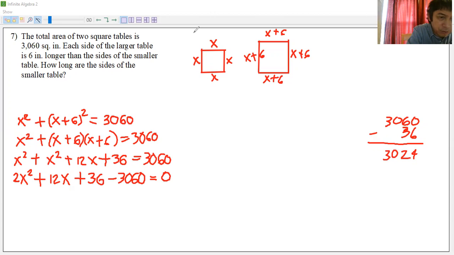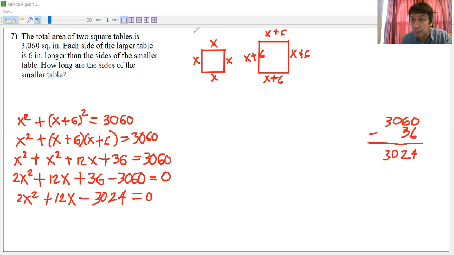So this continues like 2x squared plus 12x, now a negative 3024, and is equal to 0. We can now make our numbers smaller by dividing each by 2. Okay, divide each by 2, the left side and the right side.